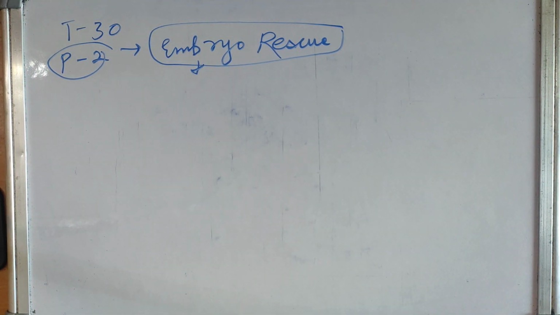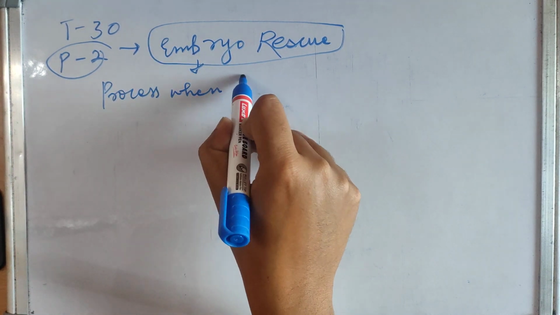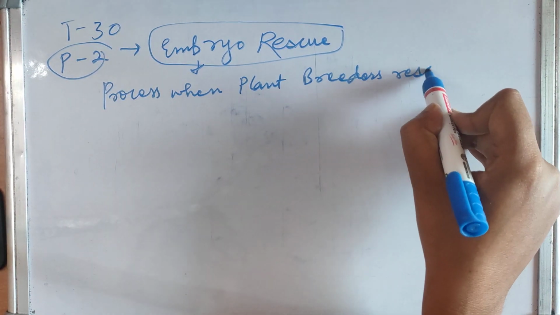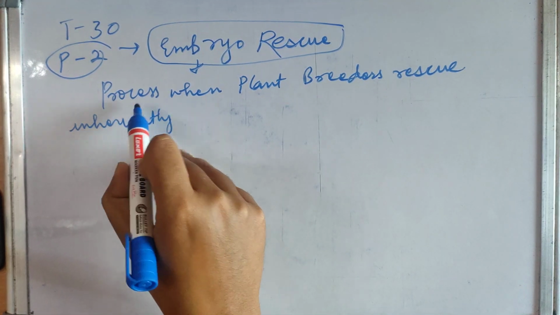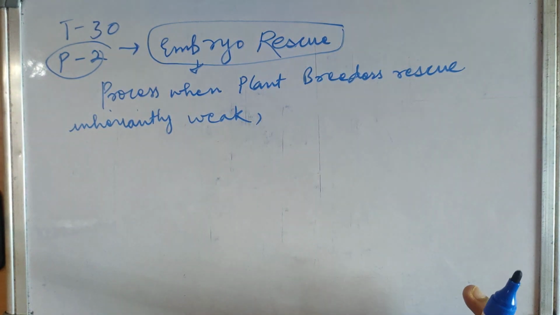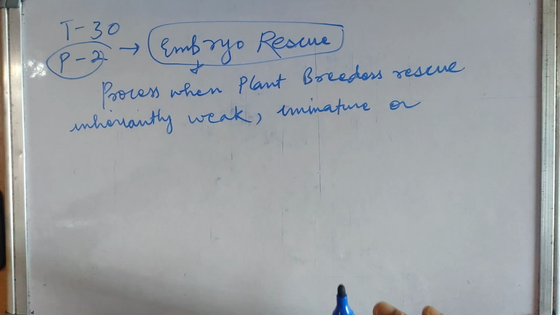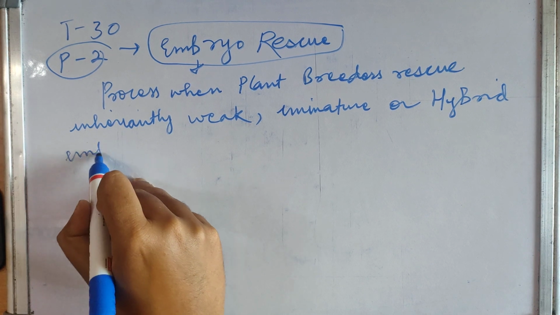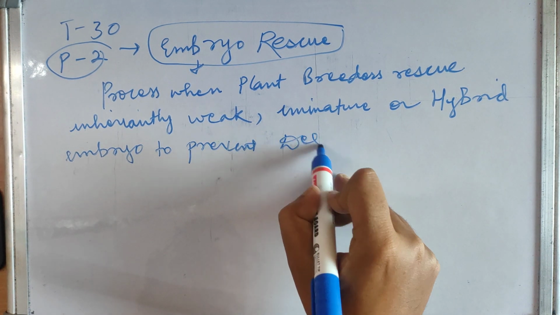So it is the process when plant breeders rescue inherently weak, immature or hybrid embryo to prevent degeneration.